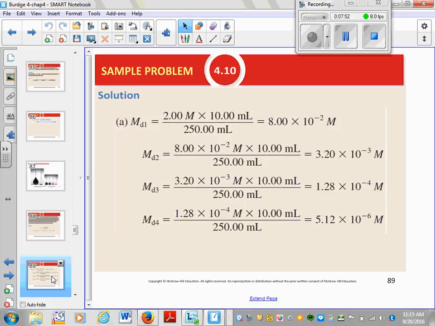The fourth solution, we take 10 milliliters of the third solution and dilute it to 250, so we end up with 5.12 times 10 to the minus 6 molar. Are we okay with that? We're just changing what becomes the diluted solution becomes the concentrated solution in the next step, and so forth. So it's a serial dilution.